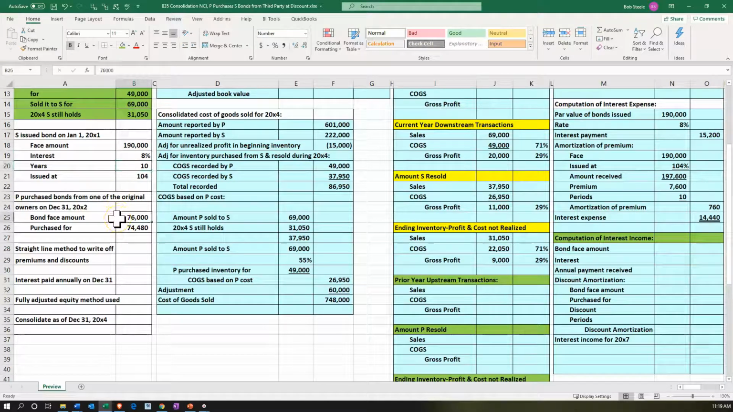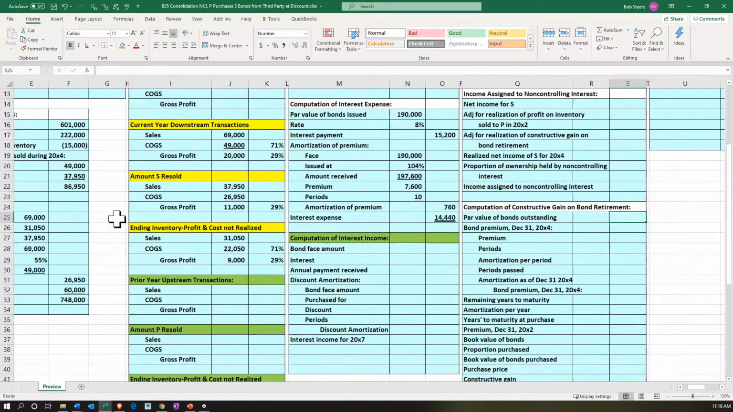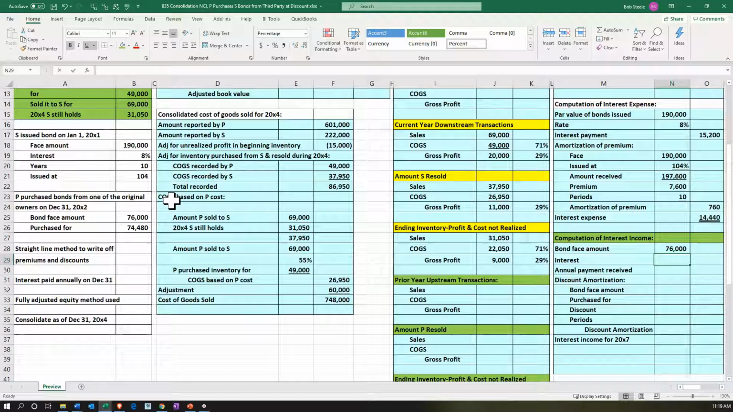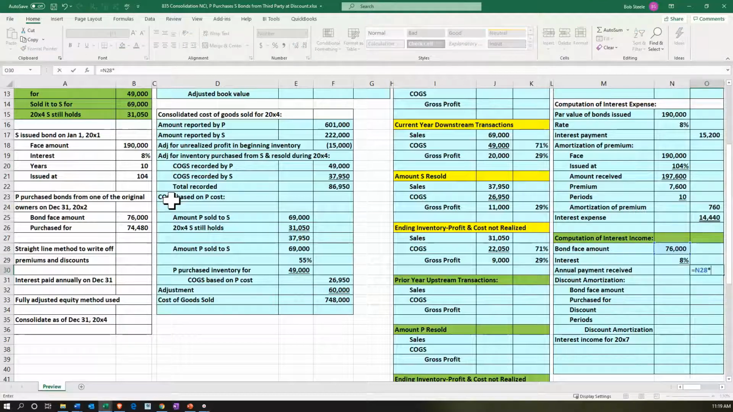So we're going to say, all right, well, now they have these at the 76 and they bought them at a discount. Well, that's interesting. So now we're going to go over here and say that the face amount for them is the 76, because they bought 76 of the 190 from a third party. And then that's going to be 8%. It's going to be the same rate that we will have. So we're going to multiply that out. They need interest payments of 76 times the 8%.